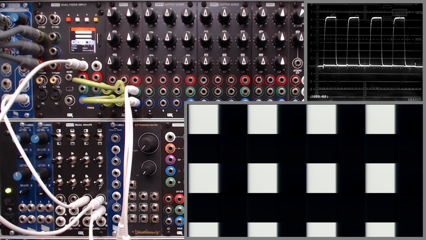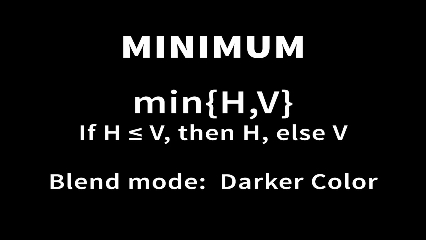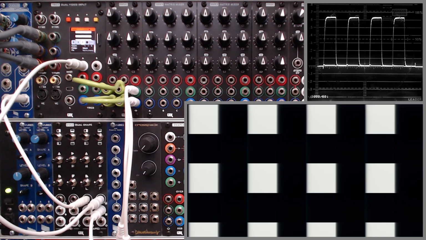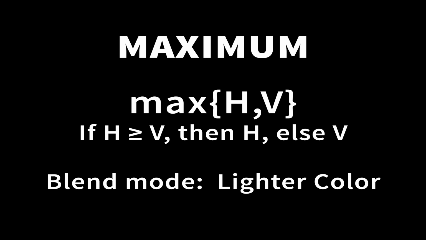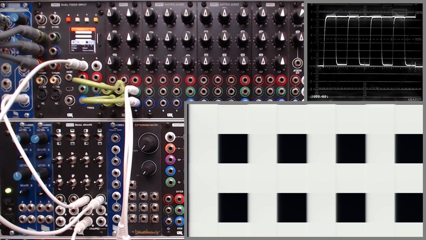All right, so we're getting predominantly black here. Anytime there's black anywhere in the image, the final output will be black. Anywhere that's white on the image has to be white on both channels in order to output white. And then we've got our maximum. Anywhere there's white on either of the channels, we will get white on the output. And in order to get black on the output, it has to be black on both channels.